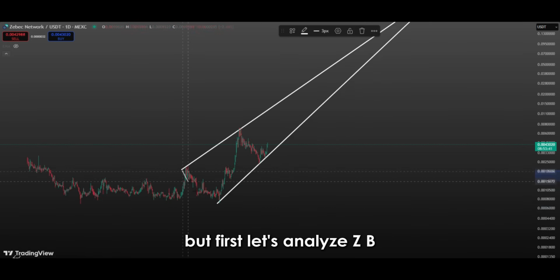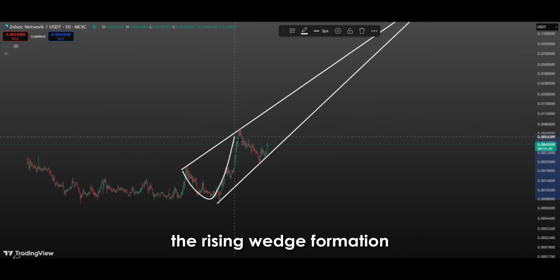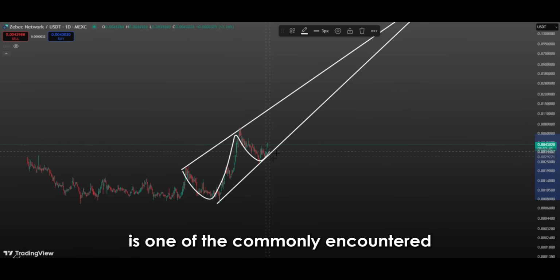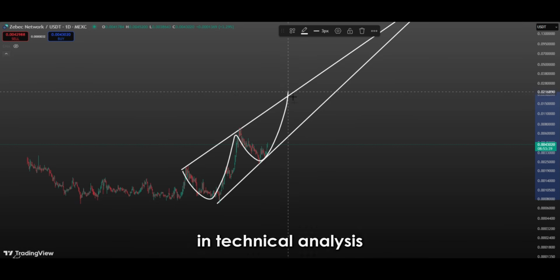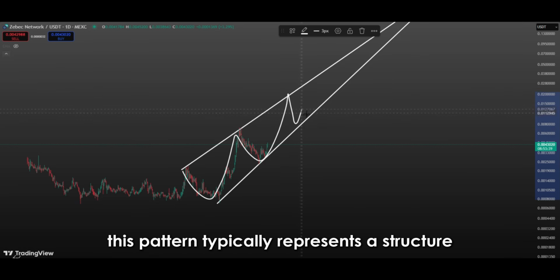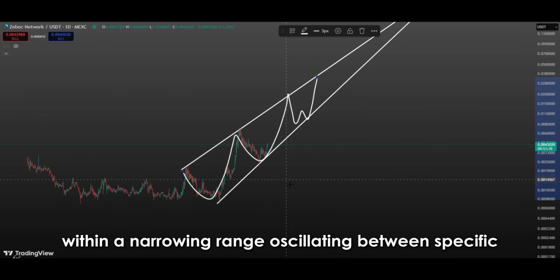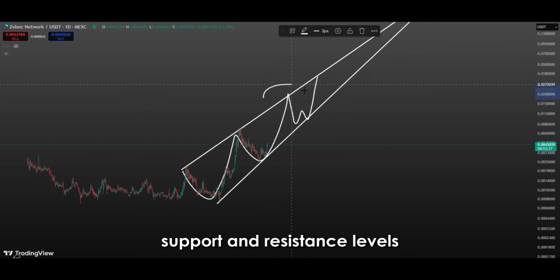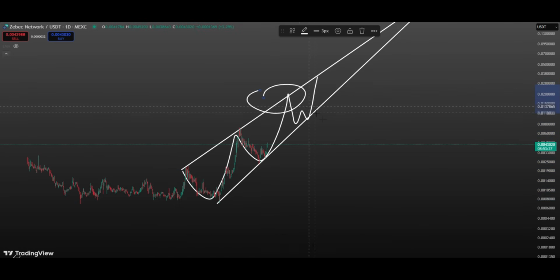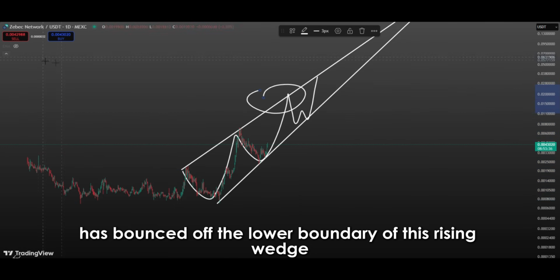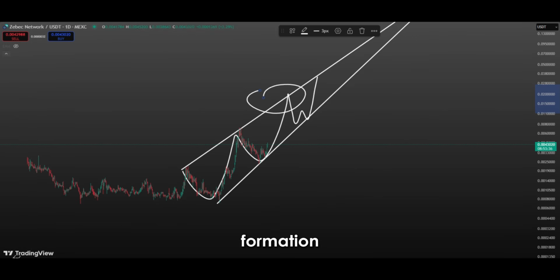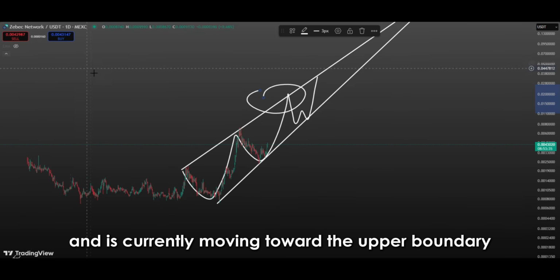But first, let's analyze Zbcn. The rising wedge formation is one of the commonly encountered and highly significant price patterns in technical analysis. This pattern typically represents a structure where the price moves upward within a narrowing range, oscillating between specific support and resistance levels. In the case being examined, it is observed that the price has bounced off the lower boundary of this rising wedge formation and is currently moving toward the upper boundary.